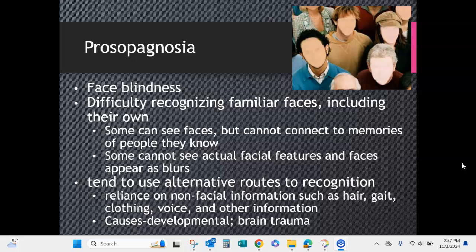So then they have to rely on alternative routes to recognition to figure out who these people are. Sometimes it's non-facial things like hair, gait, which is how people walk, their common clothing, or voice. Sometimes people will just have to announce who they are when they come up, because they know the person cannot recognize them. Causes of this, more commonly, are developmental, so the person is born with this. Again, there's a wide range of levels of prosopagnosia, and then there's also brain trauma, specifically to the occipital lobe.